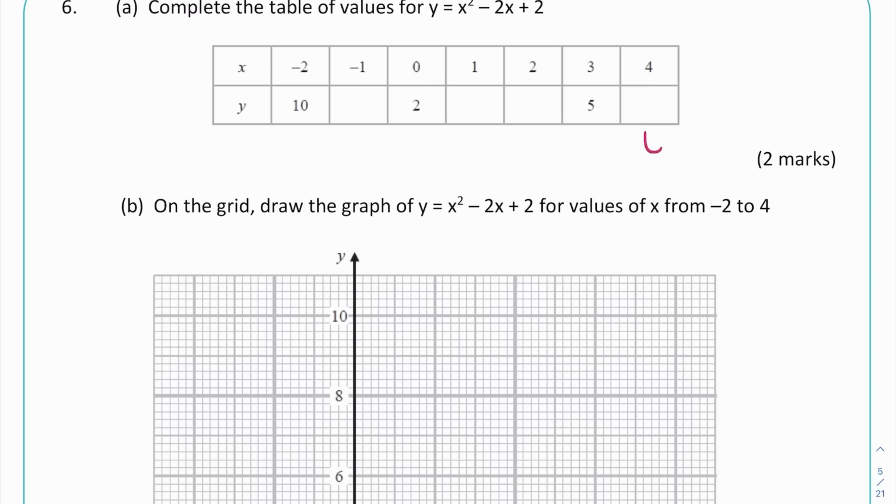But obviously not everybody has one of those calculators, so if we use the method where we just substitute the number in, we would get 4 squared, take away 2 times 4, and then plus 2. I can type that into the calculator, so 4 squared, take away 2 times 4, and then plus 2. And that comes out as 10. A good way to test this, if I put 3 in, I should get the answer 5. So just test that out, make sure you get that answer.